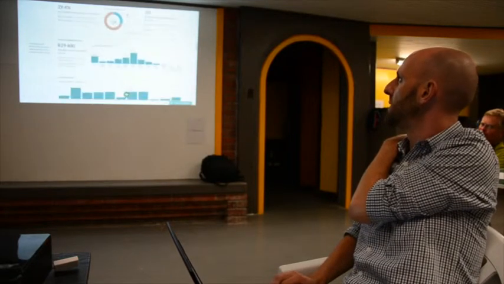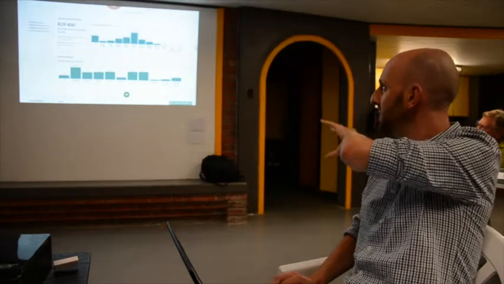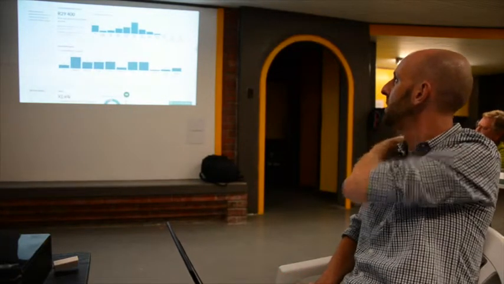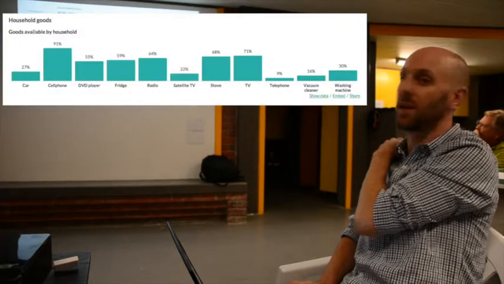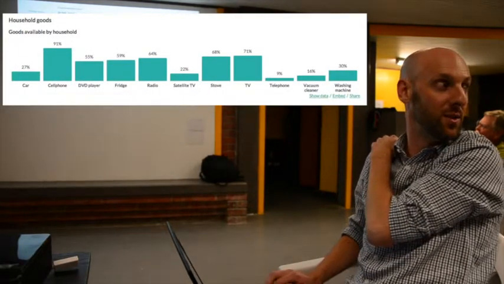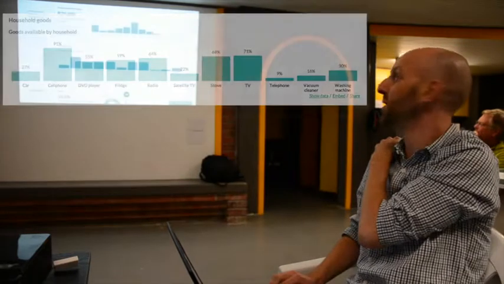Who owns the households? Average household income over the year. What goods are available? So 91% of people have cell phones. 9% of people have a telephone. So sell your telecom shares because really they're not going anywhere.